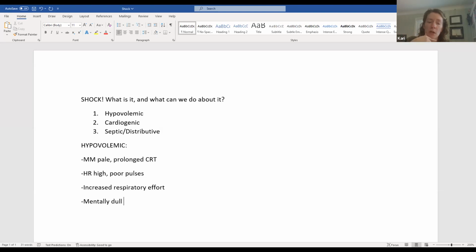So if you see a patient in hypovolemic shock, how do we want to think about stabilization for these patients? What are some things that we might want to do as we're triaging them on the emergency room floor?